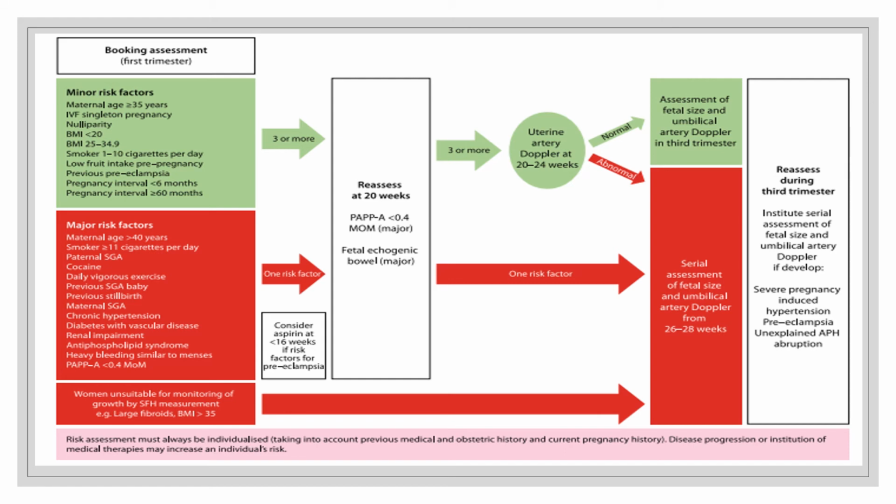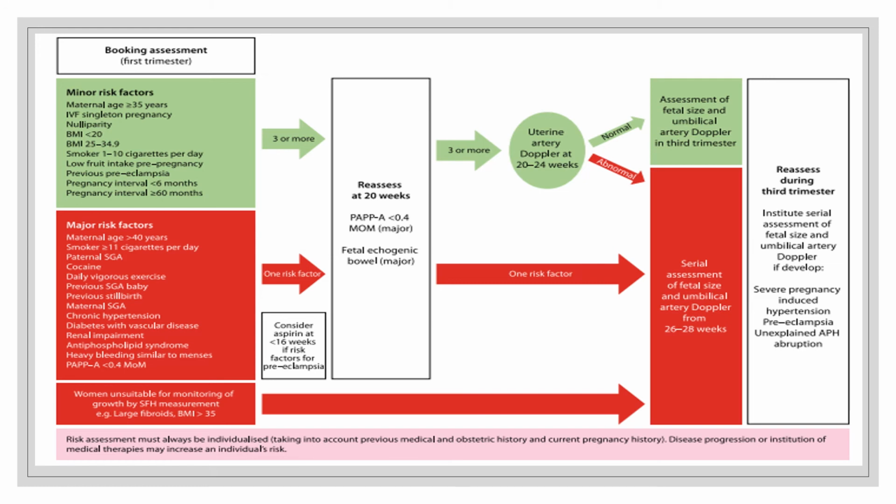Now if there are 3 or more of these risk factors, then reassess at 20 weeks for PAPP-A and fetal echogenic bowel. If there are 3 or more minor risk factors, the patient will have a uterine artery Doppler at 20 to 24 weeks, and if this is normal, then assessment of fetal size and umbilical artery Doppler in the 3rd trimester. If this is abnormal, then serial assessment of fetal size and umbilical artery Doppler from 26 to 28 weeks.